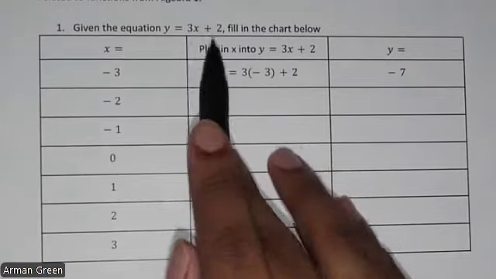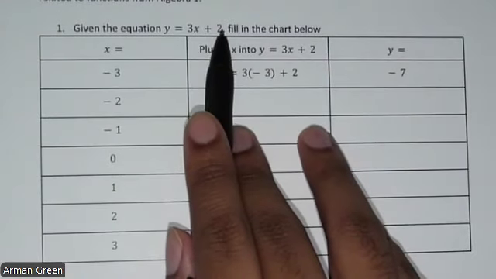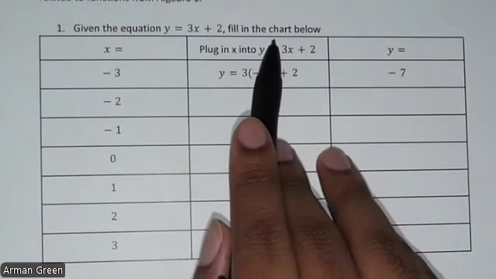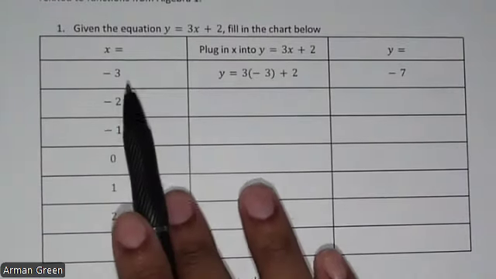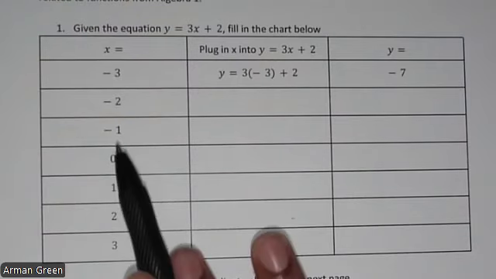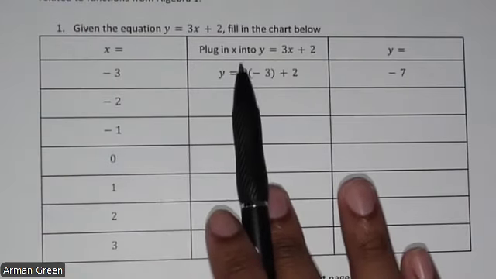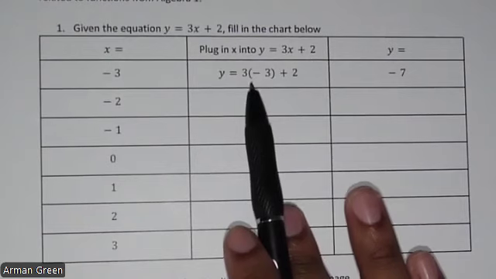You have a function here, y equals 3x plus 2. And all I am asking you to do first is to fill in this chart. So I give you a couple x values here, and all you're doing is just plugging your x value into the function, just like I did here. And when you plug it into the function, I want you to tell me what number you get.